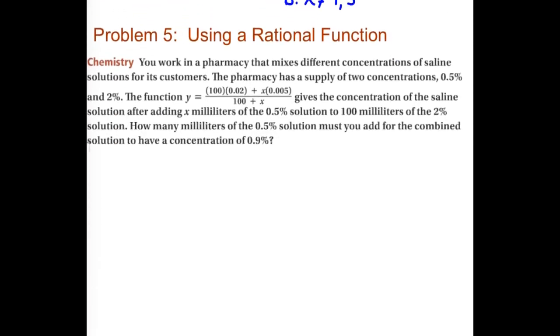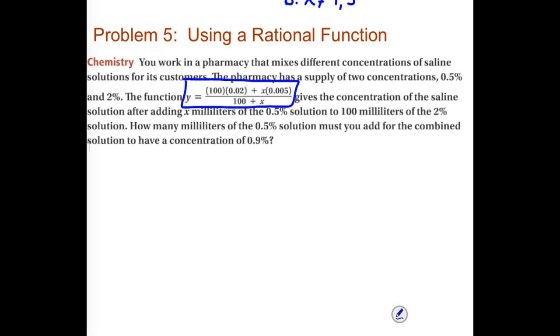All right, our last question. It says you work in a pharmacy that mixes different concentrations of saline solutions for its customers. The pharmacy has a supply of 2 concentrations, a 5/10 or 0.5% solution and a 2% solution. The function y equals 100 times 2/100 plus x times 5/1000 divided by 100 plus x gives the concentration of the saline solution after adding x milliliters of the 0.5% to 100 milliliters of the 2% solution. How many milliliters of that 0.5% must be added for the combined solution to have a concentration of 0.9%?